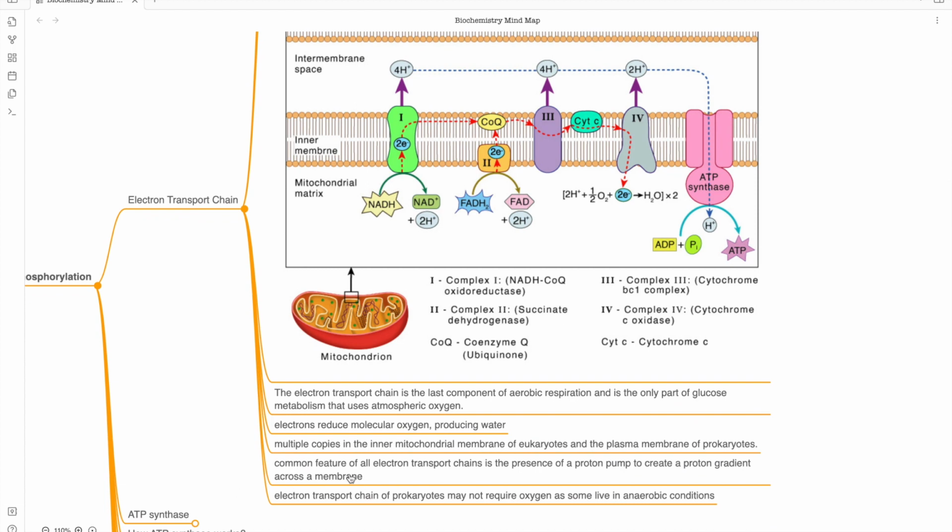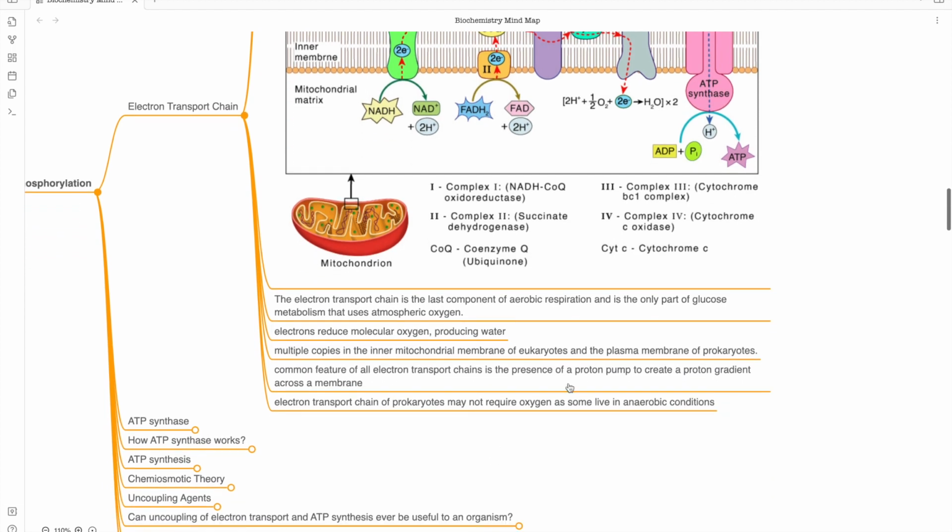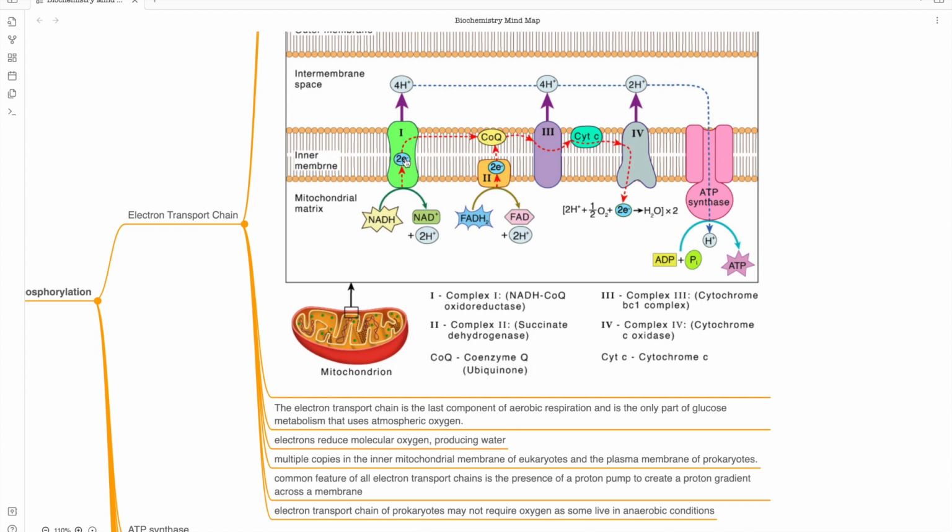Next, a common feature of all electron transport chains is the presence of a proton pump to create a proton gradient across the membrane. Electrons are transferring from one complex to another, but that doesn't contribute to ATP synthesis. The one and only thing that contributes to ATP synthesis is this proton gradient. So this proton pump is very much needed, and this is common for all prokaryotes and eukaryotes. Whenever oxidative phosphorylation is happening, some proton pumps are involved, generating the proton motive force, or proton gradient.